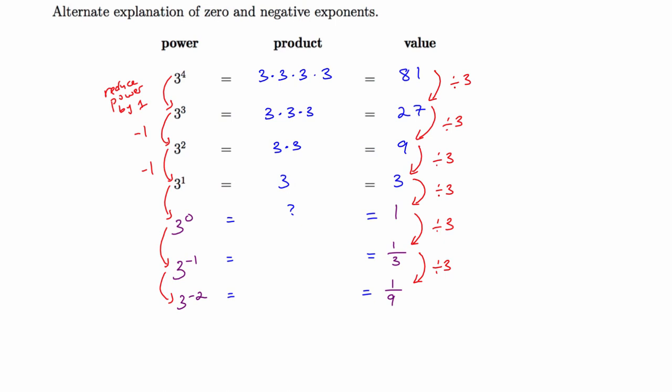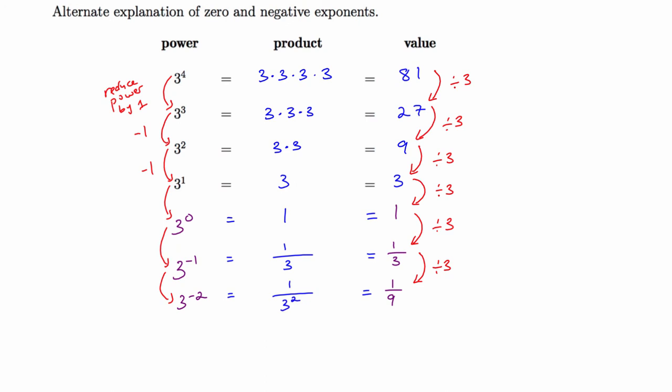So if we follow what's happening with powers and values, subtracting a single power means we're going to be dividing by 3. So the question is then, what does that mean for the product column? 3 to the 0 is 1. But if we continue down that product column, we know 3 to the negative 1 is 1/3. 3 to the negative 2 is 1/9. But thinking in terms of products and powers of 3, that's the same thing as 1/3 squared.